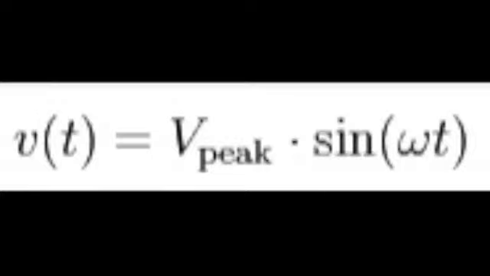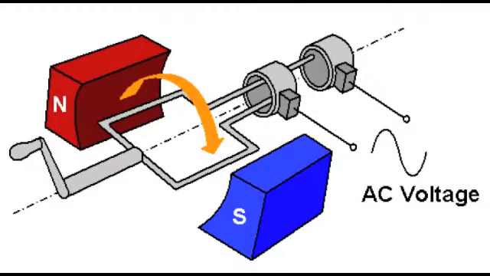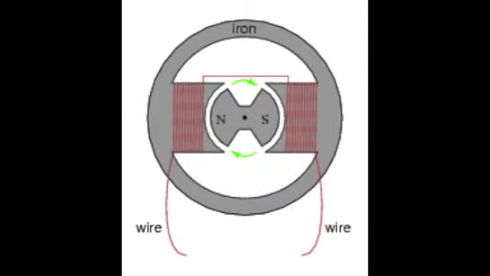Alternating current occurs when the power source provides an alternating voltage following the equation: maximum output voltage multiplied by the sine of omega, or angular frequency, times time. This type of current can be produced in either of two ways: by spinning a coil between two magnets, or by spinning a magnet between a coil.